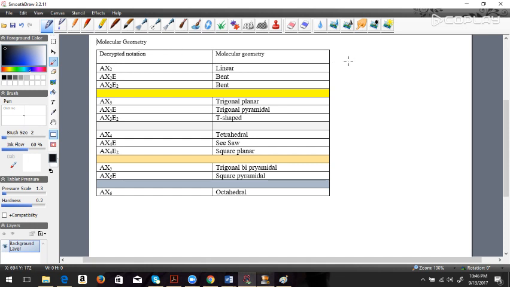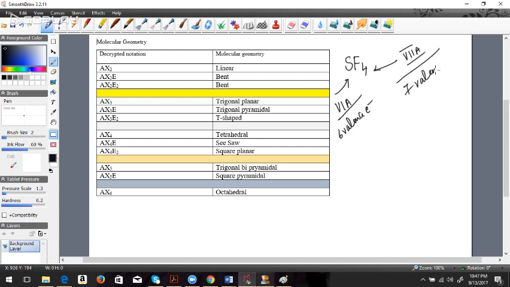So ClF4, wouldn't that work? No, it won't work. So SF4 would work, right? SF4 would work. Remember, sulfur is in group 6A, so it's got 6 valence electrons. And fluorine is in 7A, so it's got 7 valence electrons, right?